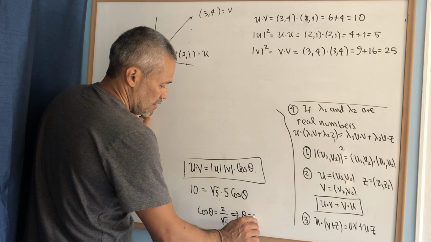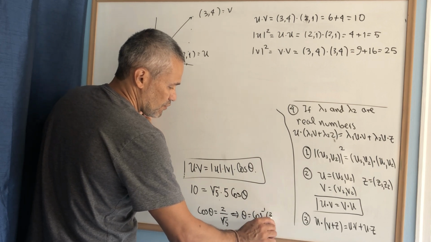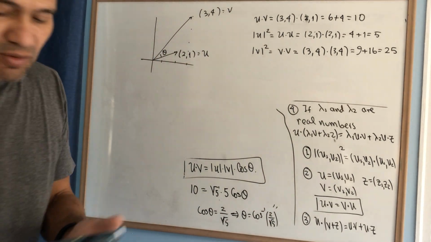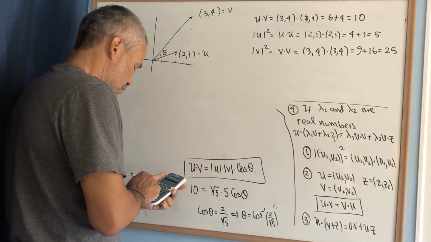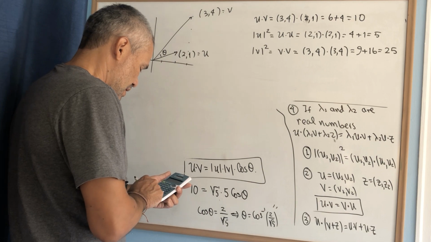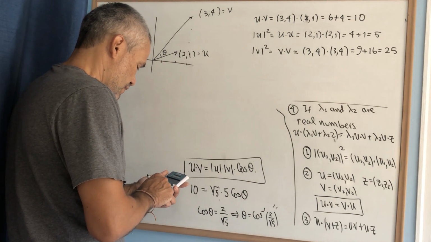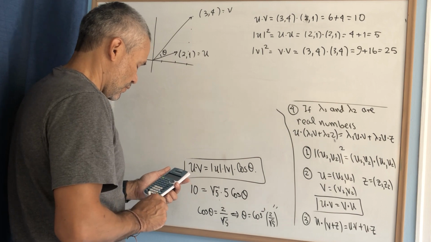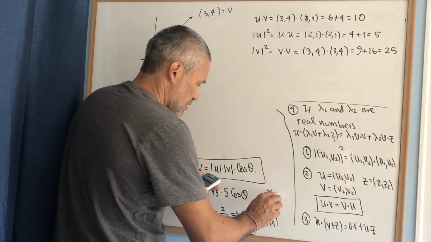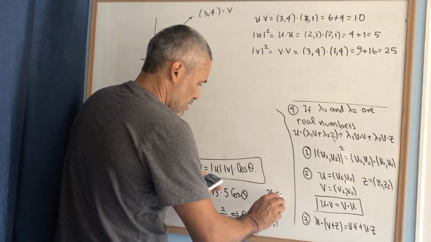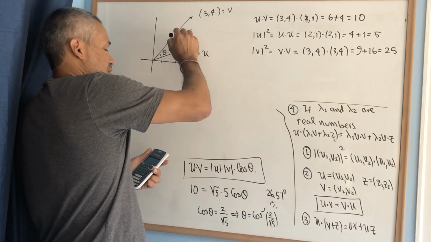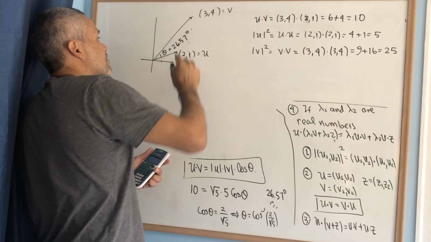That means that theta is cosine inverse of 2 over the square root of 5, and we can use a calculator to compute that. We have cosine inverse of 2 divided by the square root of 5, and this is approximately equal to 26.57 degrees. This angle is 26.57 degrees.